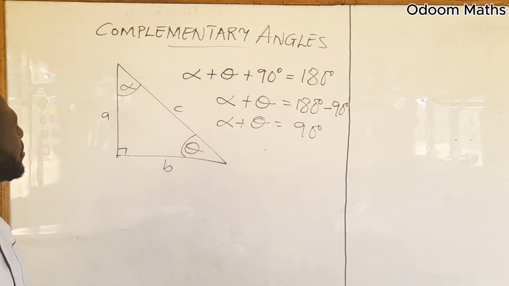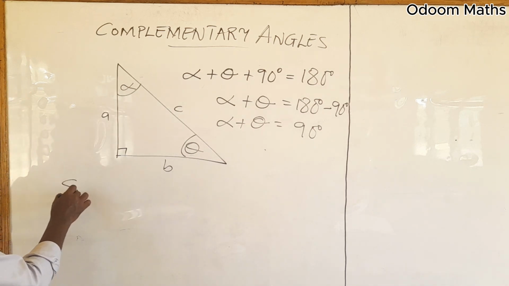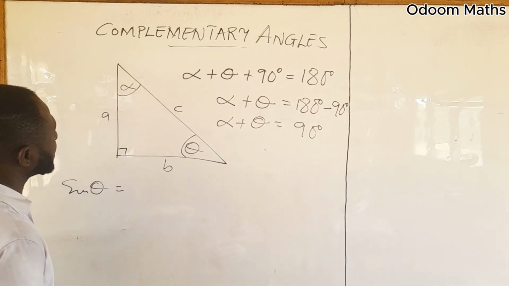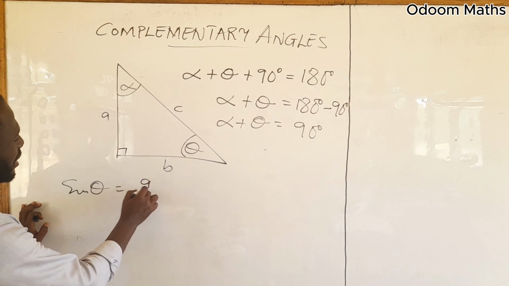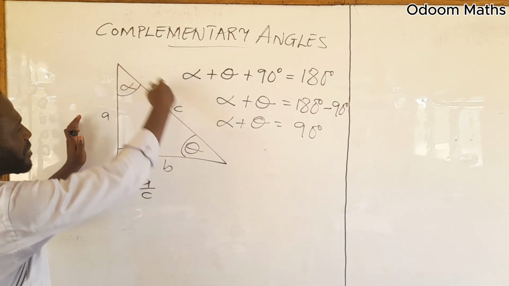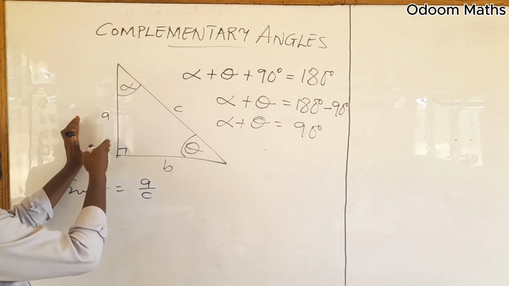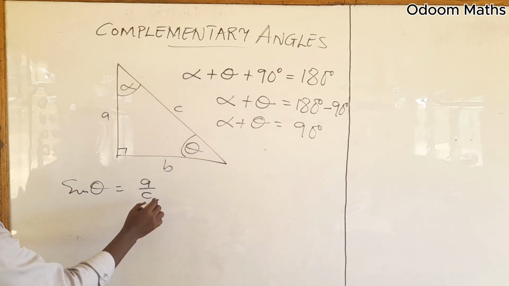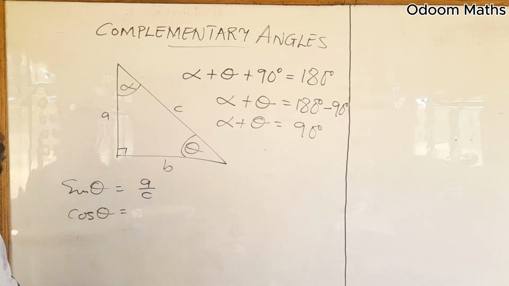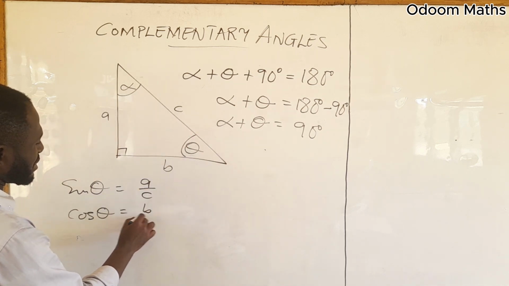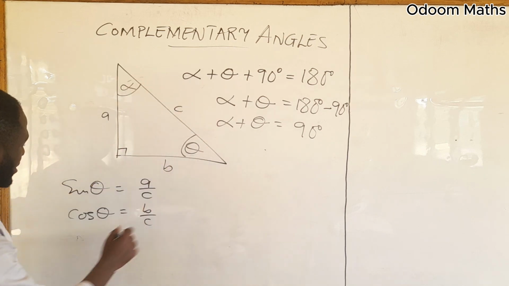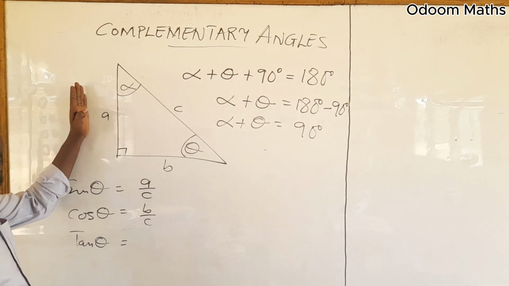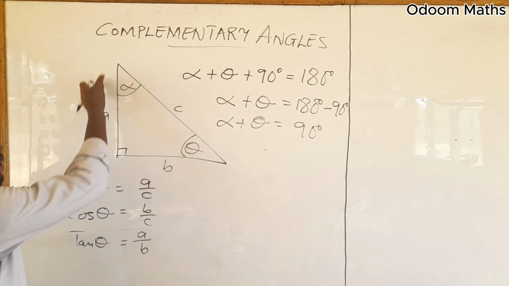Now let's find sine of theta first. Let's start from sine of theta, the trig ratios. Sine theta is equal to A over C, that is opposite over hypotenuse. This angle faces this side, so opposite, and this is the longest side, the hypotenuse. Now cos theta is B over C, that is adjacent over hypotenuse. Then tan theta is A over B, that is opposite over adjacent.